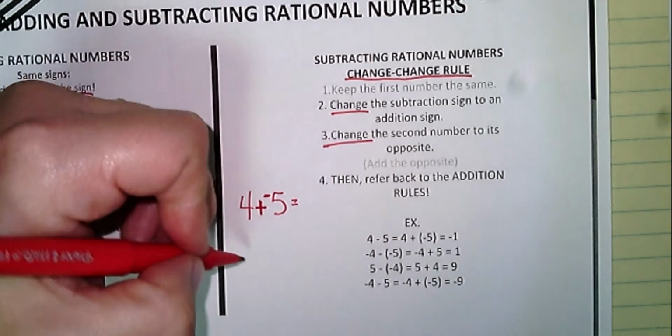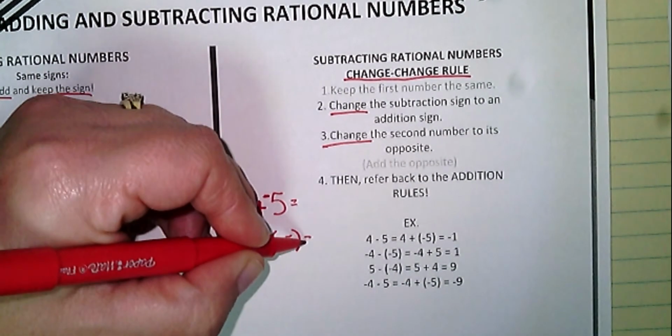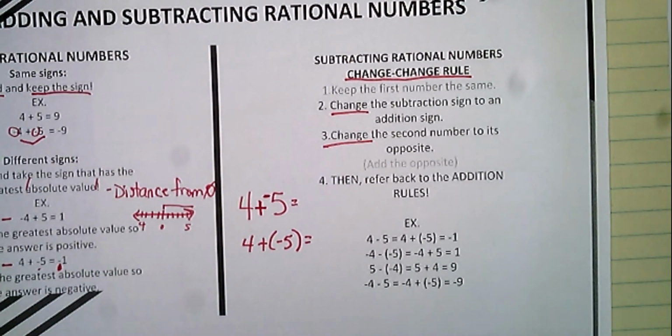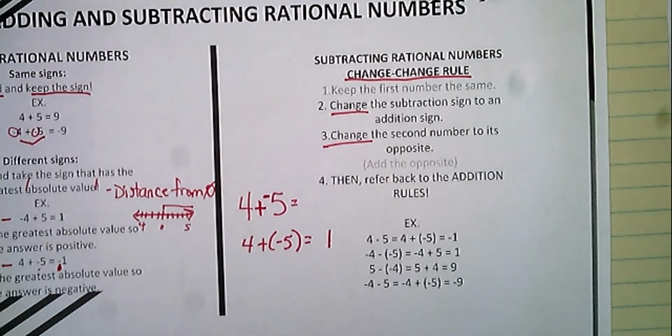So now you just refer back to the addition rules. So if we have 4 plus negative 5, we have opposite signs. So what are we going to do? We're going to subtract and take the sign of the largest absolute value. So 5 minus 4 is 1. And since 5 has the greater absolute value, then it is a negative 1.